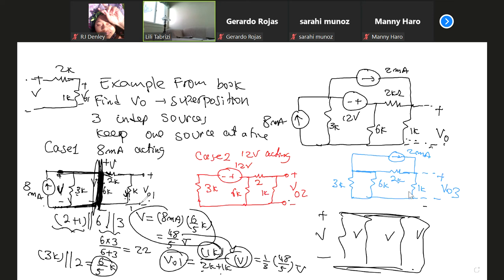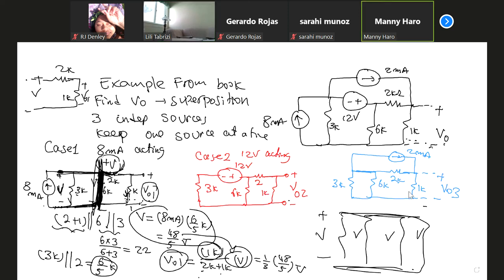Then I use voltage division because I want V naught 1. V naught 1 is the voltage across 1 kilo ohm. What is to the left? Total voltage V. What is to the right of V? 2K and 1K in series. So the question is, what's the voltage across 1K? I'm using voltage division. 1K divided by 1 plus 2 multiplied by V.